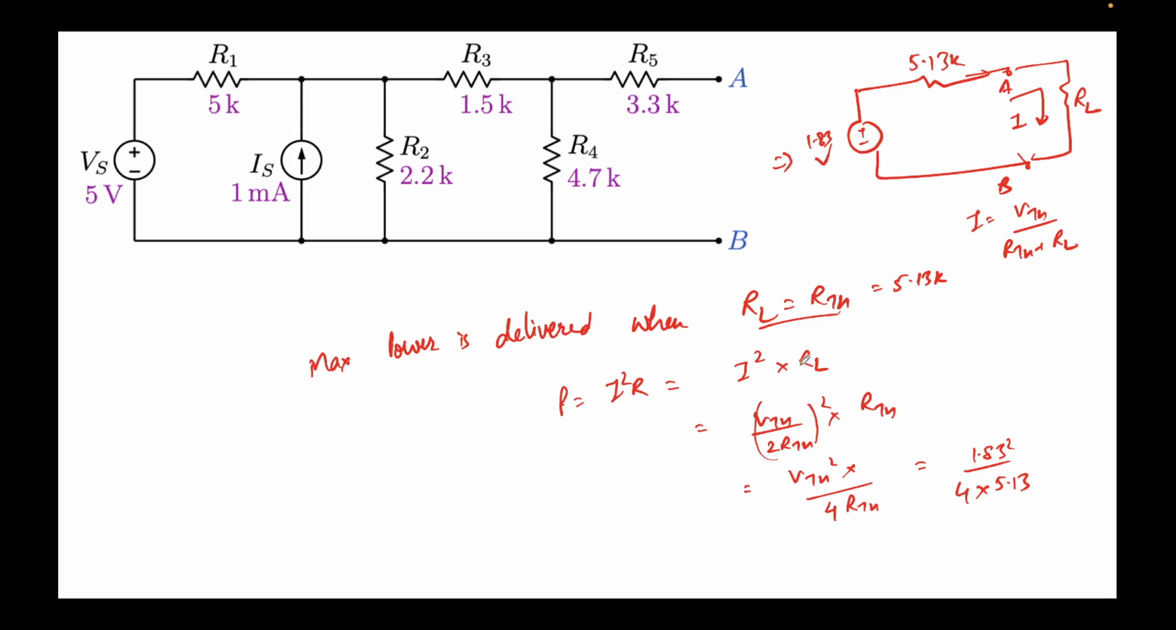Alright, I've taken care of that. So I is VTH over RTH plus RL, right? And RTH equal to RL. So I will become VTH over 2 RTH, and that's the value I plugged there. Now it's clear? And now it's just the squaring and all.